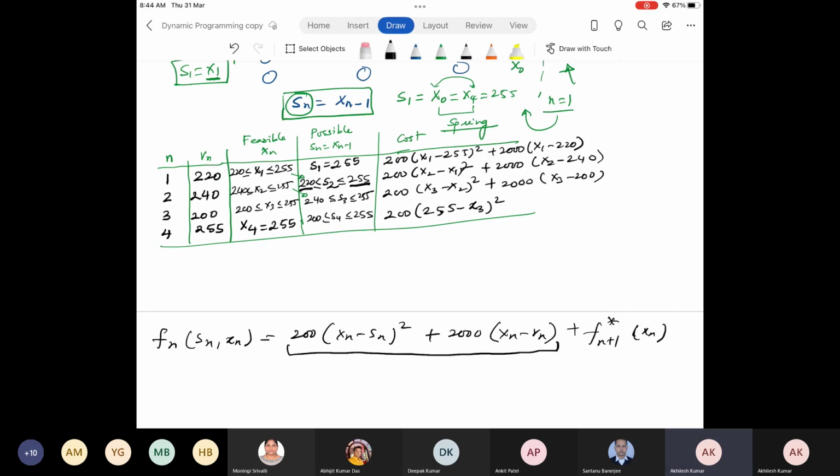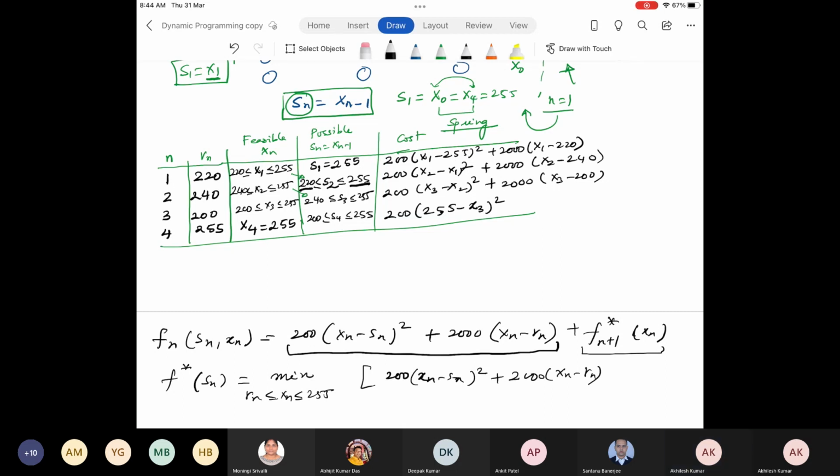cost of immediate decision and this is optimal future decision, where F star n of Sn can be written as the minimum over Rn less than or equal to Xn less than or equal to 255 of 200 (Xn minus Sn) whole square plus 2000 (Xn minus Rn) plus F star n plus 1 of Xn. It will become more clear.